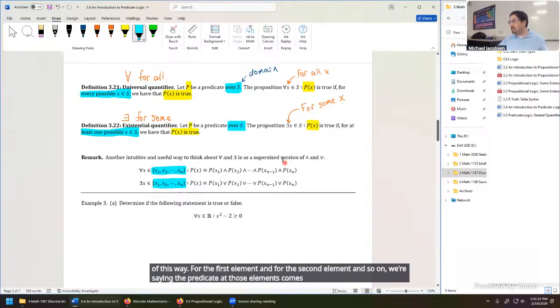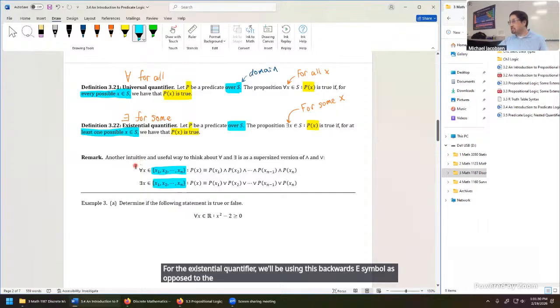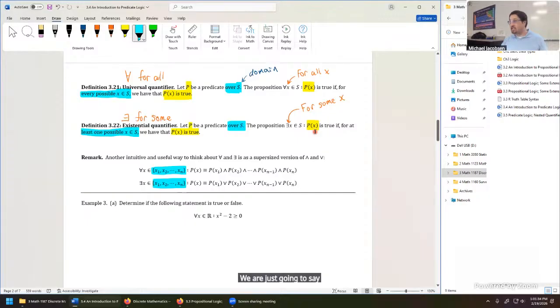we're saying the predicate at those elements comes out as true. For the existential quantifier, we'll be using this backwards E symbol as opposed to the upside down A symbol for the universal. We are just going to say there exists x in S such that P of x is true for at least one possible element x in S.